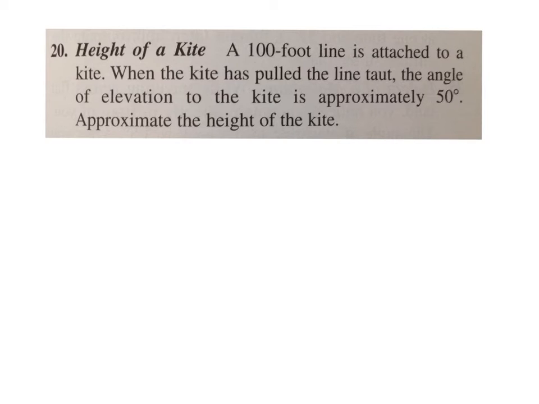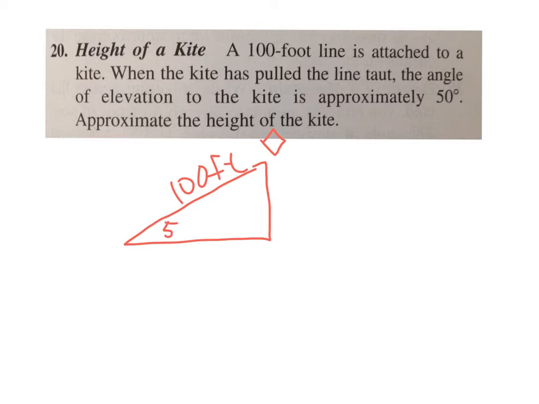And so here's the problem. Again, make sure you draw yourself a picture and label it. So we have this situation where we have a 100-foot line attached to a kite. So here's our kite, and that's 100 feet. The angle of elevation is 50 degrees, and we're looking for the height of the kite. And so that would be properly labeled. And again, this is really straightforward, right?